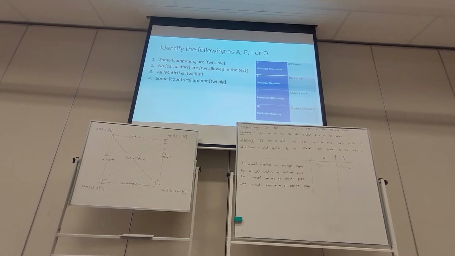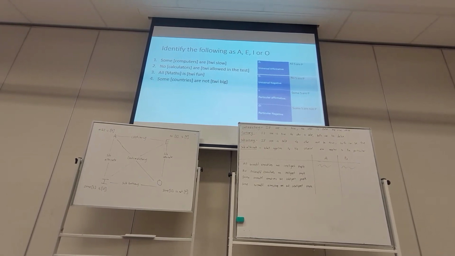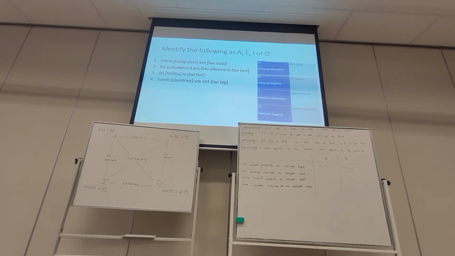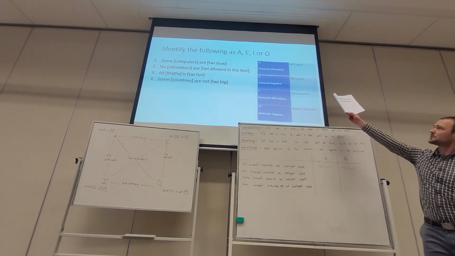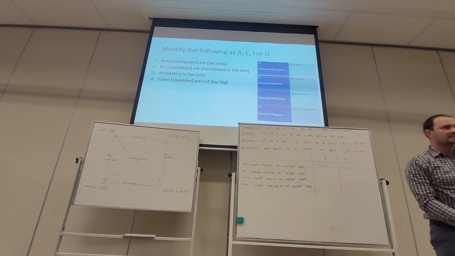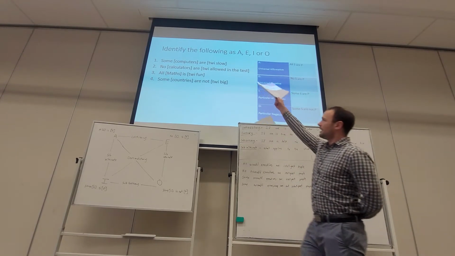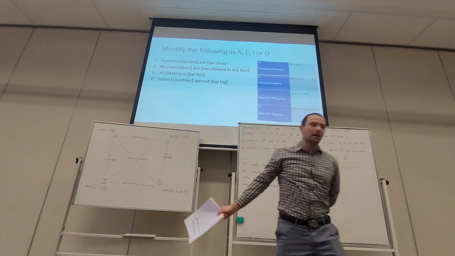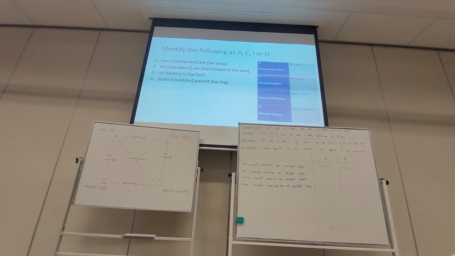So here we have 4 propositions, and these aren't listed in our book. We'll talk about them and then we'll go through the ones in our book. We're just identifying whether they're A, E, I, or O. So it's very simple here. Universal affirmative is of the form all S are P. So let's have a look there and try and find out which number is of the form all S are P. That would be number 3. It says all maths is that which is fun. Okay, so it's of the form all S is P.